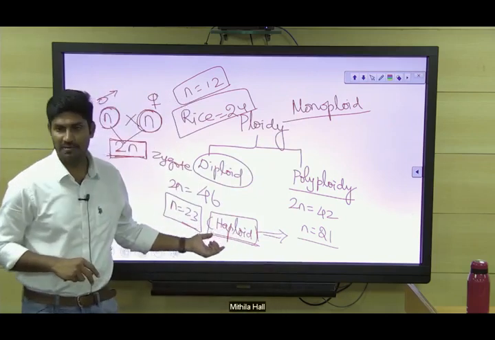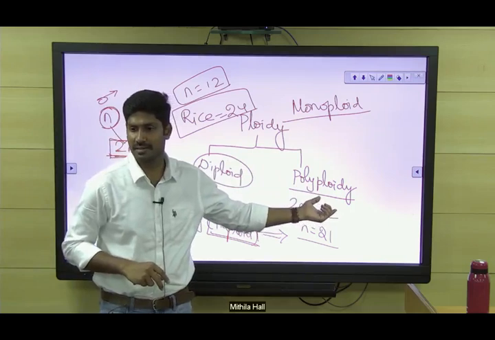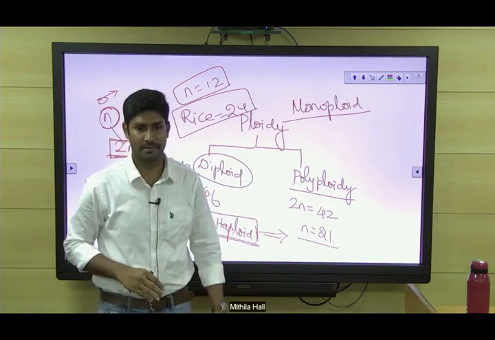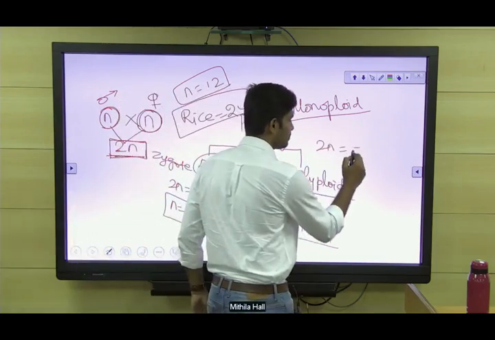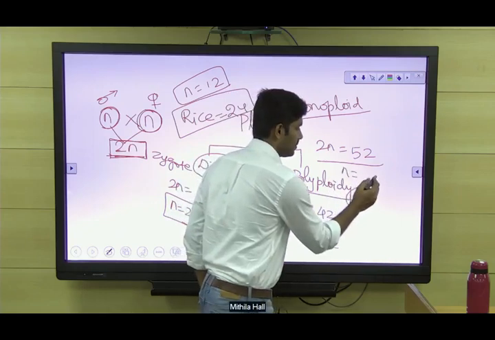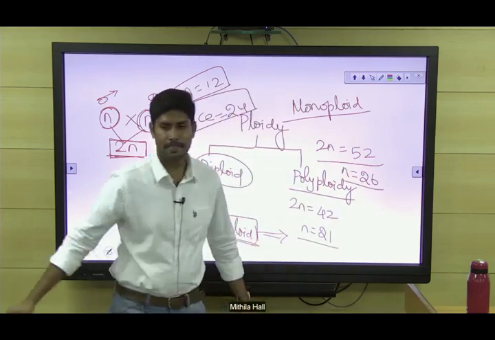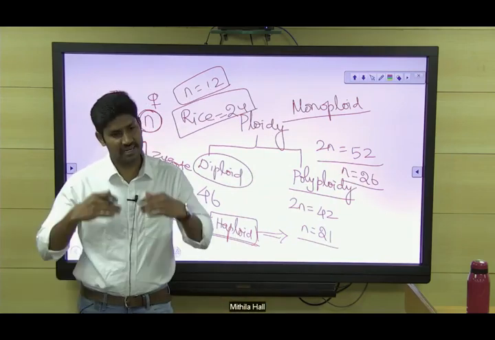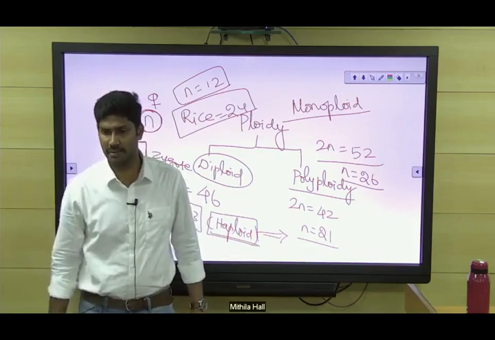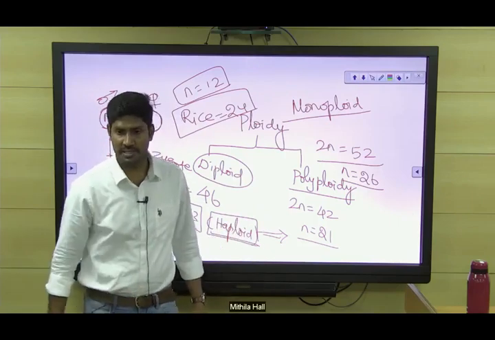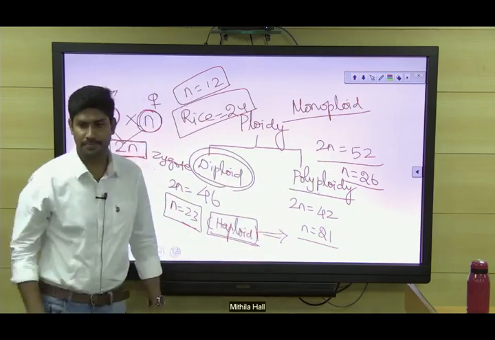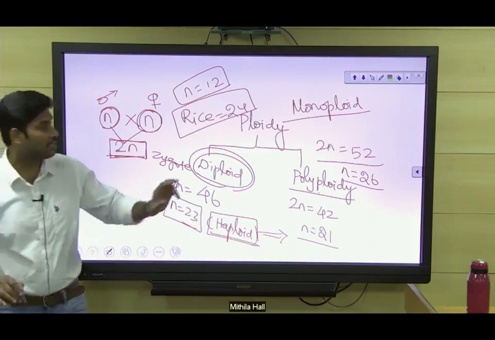Haploid we apply for both diploid as well as polyploid species. Whatever the species, the gametic chromosome number is called the haploid number. For example, cotton, 2N equals 52. So the haploid number is 26. For any species, whether diploid or polyploid, the half chromosome number is called a haploid number. But we apply the concept of monoploid only for diploid species, not for polyploid species.